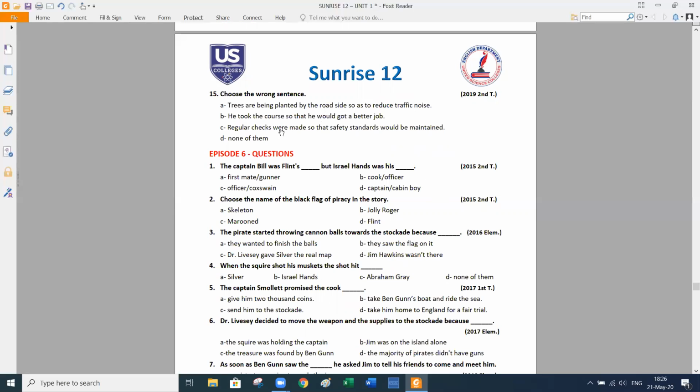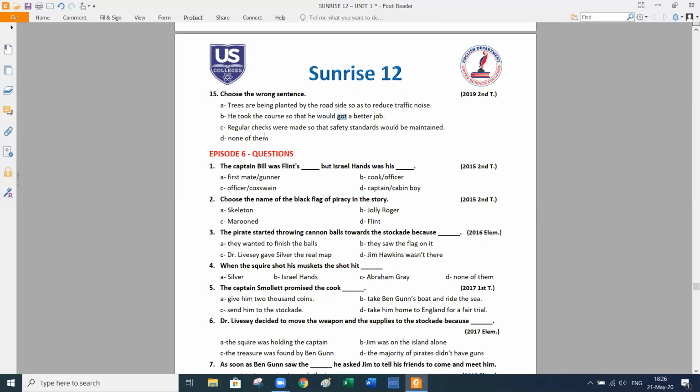He took the course so that he would got a better job. He took the course so that he would, we would say get, not got. So there is a mistake here. So this is not our correct answer. After modal verbs, we use verb 1, not verb 2. Okay? Got is wrong. It needs to be get.